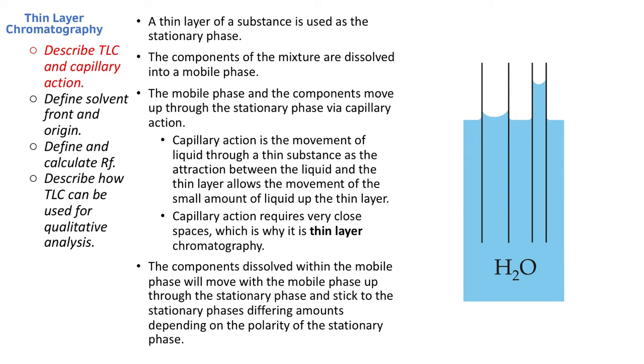Okay, so what is thin layer chromatography? Thin layer chromatography uses a thin layer of substance as the stationary phase. Then the components of the mixture are dissolved into a mobile phase, and the mobile phase and the components move up through the stationary phase, up being the main word here, via capillary action.